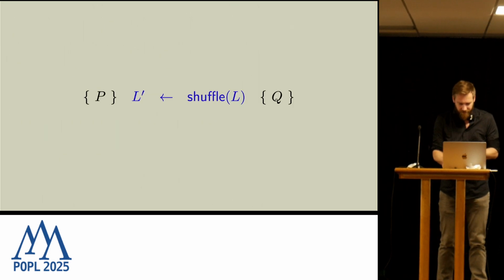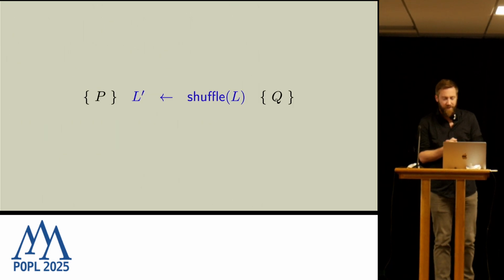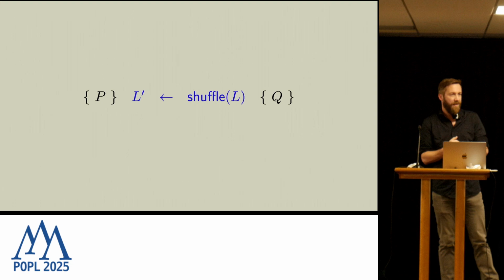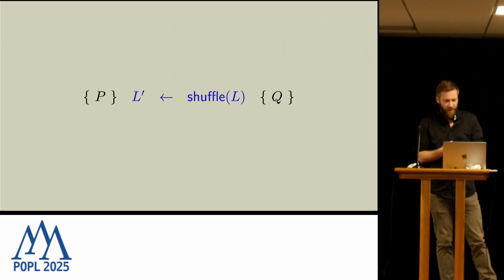So this talk is about extending incorrectness logic with backwards reasoning. Let's say that you have a program that takes as input a list of elements, and it shuffles these elements into a new list. Let's then say that you want to prove, using a program logic, that indeed this program can produce at least all possible permutations of the input list.